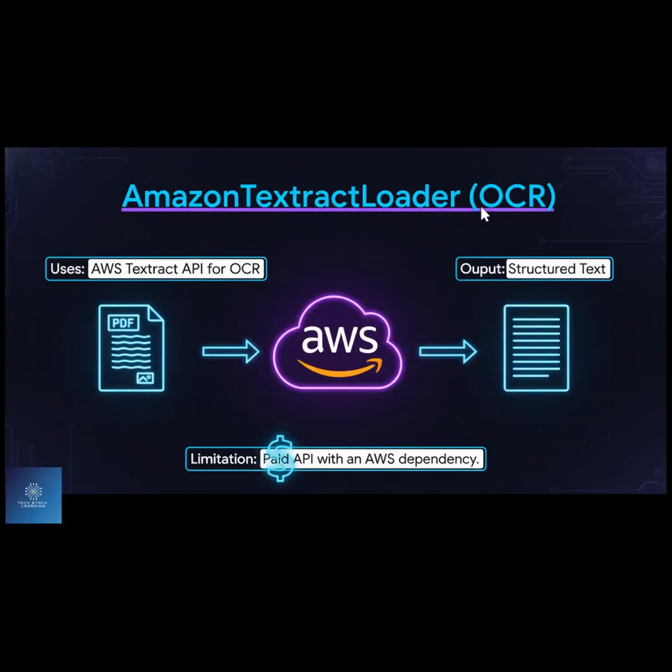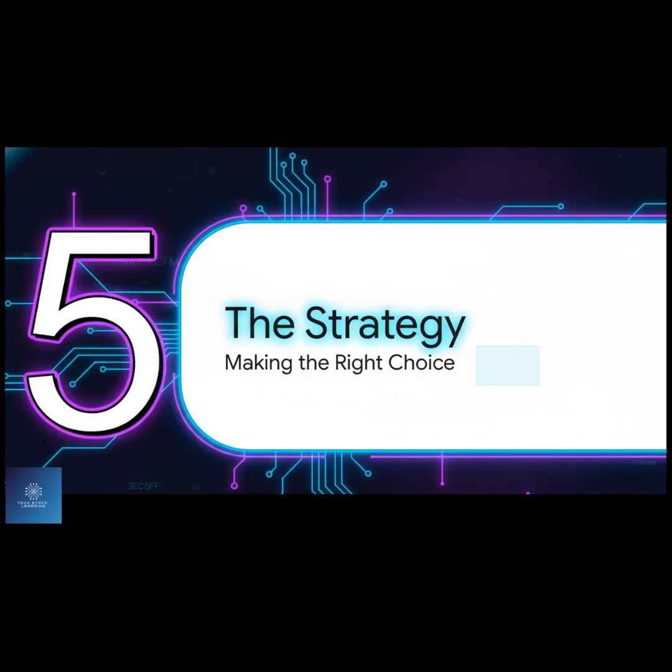But what if your PDF is just an image of a document? Well, that's when you call on a specialist, like the Amazon Textract Loader. It uses optical character recognition to read the text in those images. It's incredibly powerful for scanned documents or forms. But here's the catch. It's not free. It's a paid API, and it ties your application to the AWS ecosystem, which is a key strategic decision you have to make. So, knowing the tools is one thing, but now let's talk strategy, how to make the right choice for a real-world, production-grade system.